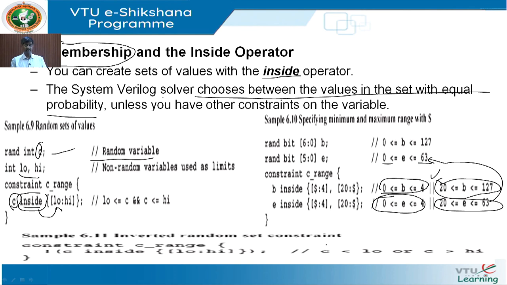So inverted random set constraints, constraint c range. I can use an exclamation symbol: c inside low and high. So it is reversed. You can see that this is the generalized way, and this is the inverted way. c less than or equal to low or c greater than high values.